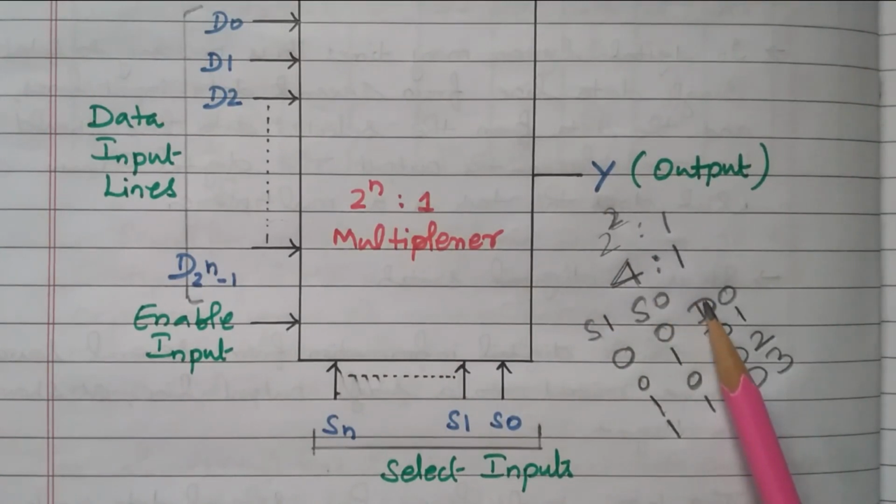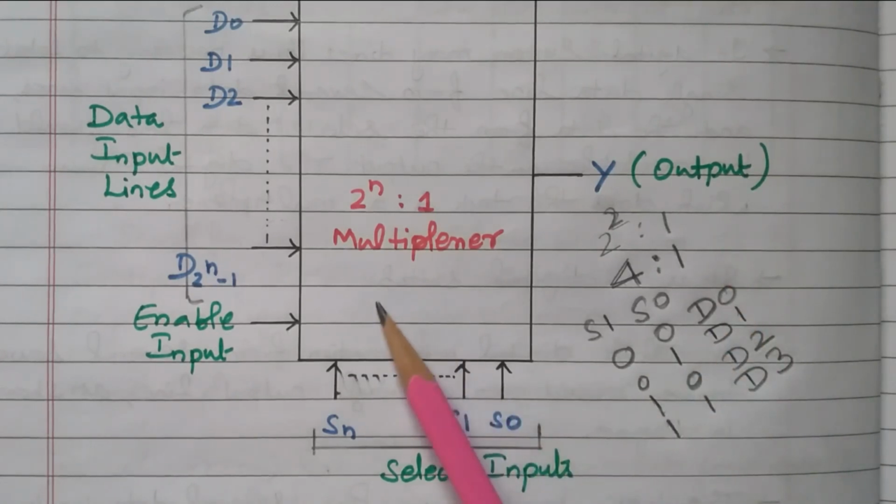What are the 4 inputs? D0, D1, D2, D3 are the 4 inputs. What is the selection line? 2 selection lines means 4 combinations are available. So based on this combination, the particular input will be available as the output, right?